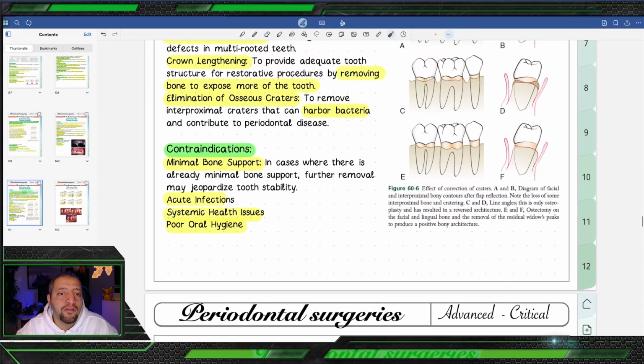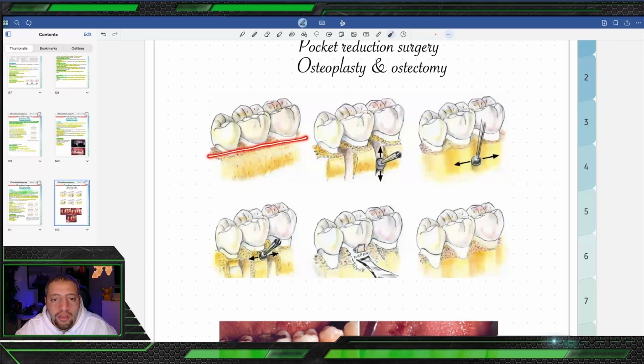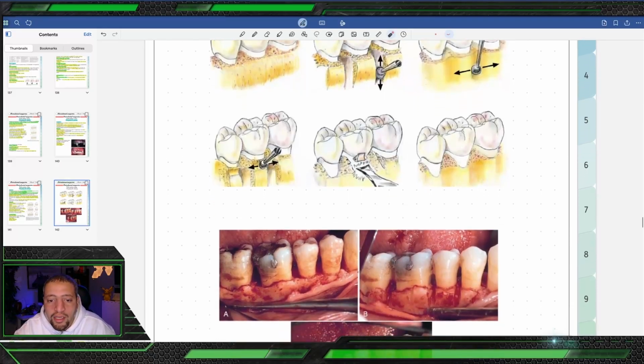Contraindications, as I think you know now: minimal bone support, acute infection, systemic health issue, or poor oral hygiene. And here is a picture of it. This we have equal, that's not positive, not negative architecture. So we're going to do osteoplasty first, and you see it here, osteoplasty. And after that, we are going to do ostectomy, where we remove bone from the vertical dimension. We remove the widow's peaks, and then we're going to end up with this.